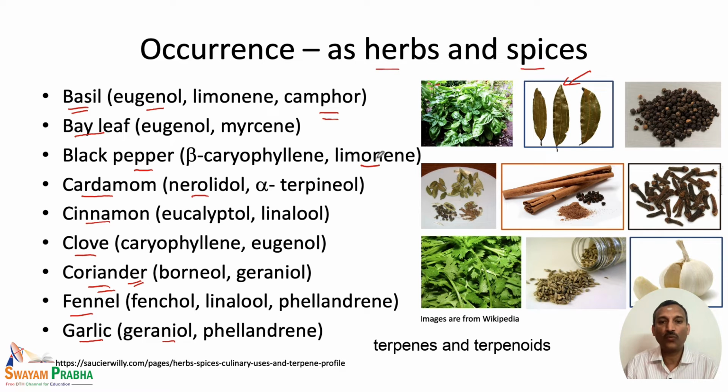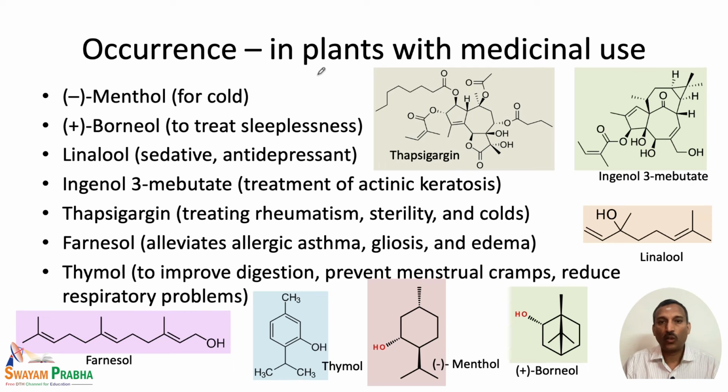So these are all the various terpenes that are present in the herbs and the spices which we consume on a regular basis. So these compounds actually give the flavor to the food we are eating. So the terpenes are very, very essential compounds for our consumption. Now let us look at some of the medicinal uses given by these kinds of terpenes. These terpenes are generally present in various plants. So let us look at some of the compounds.